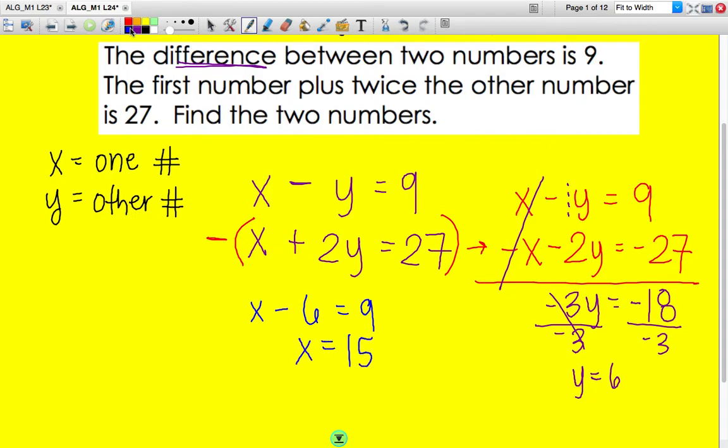So since this is a word problem, we're not going to write our solution as an ordered pair, so to speak. We're going to write it in words. So the numbers are 15 and 6, or 6 and 15. It doesn't matter the order you write them in. The question said find the two numbers.